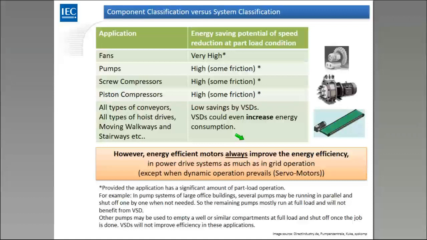Here's a summary of what I've just said. We have fans, where the energy saving potential by speed control is very high. We have pumps, screw compressors, piston compressors. The energy savings potential is also high, depending on how much friction you have, more or less. And we have all the conveyors, hoist drives, moving walkways, stairways, and so on. There, the energy saving potential by variable speed drives is not so high. You may end up, in rare cases, in a situation where variable speed control could even increase the energy consumption due to the additional losses that are given by the power electronics.